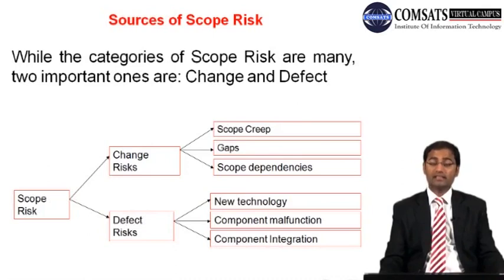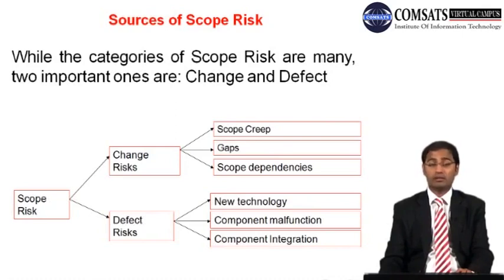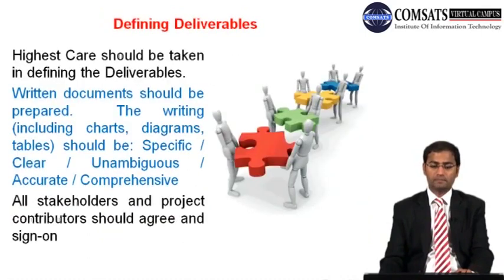The second type of scope risk is defect risk, and that is new technology has arisen, component malfunctioning so you have to redo that, and component integration. So these are two types of categories, and there may be more.